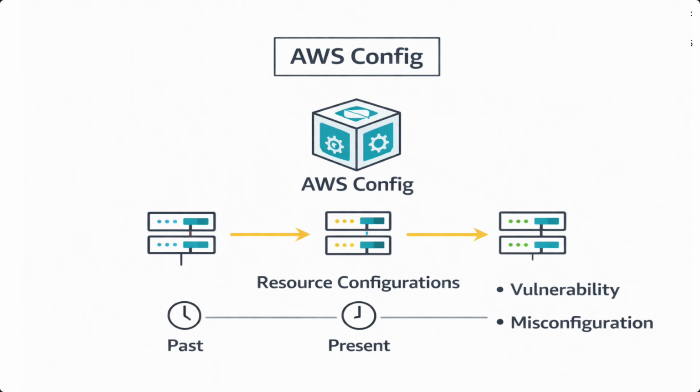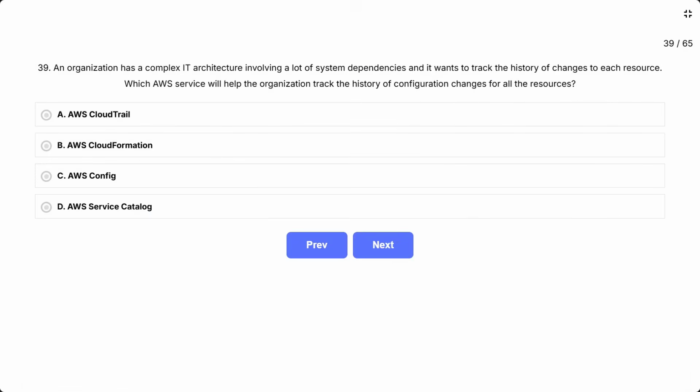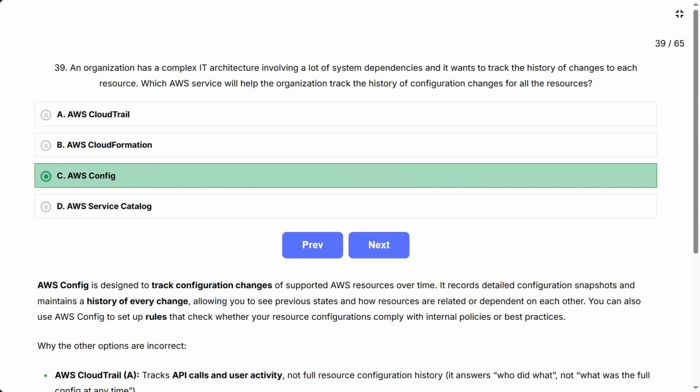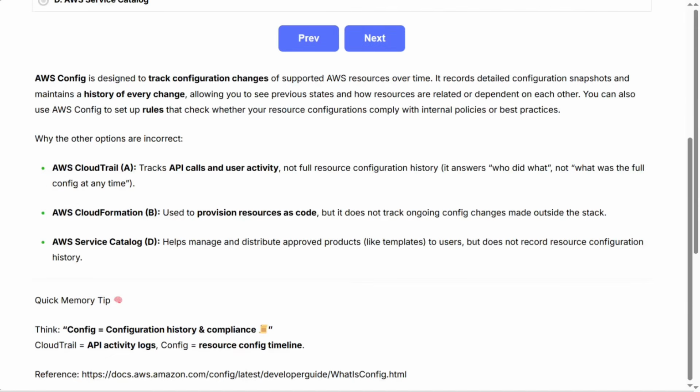In simple terms, which service keeps a history of what each resource looked like and when it changed? The correct answer is C, AWS Config. AWS Config is designed to track configuration changes of supported AWS resources over time. It records detailed configuration snapshots and maintains a history of every change, allowing you to see previous states and how resources are related or dependent on each other.